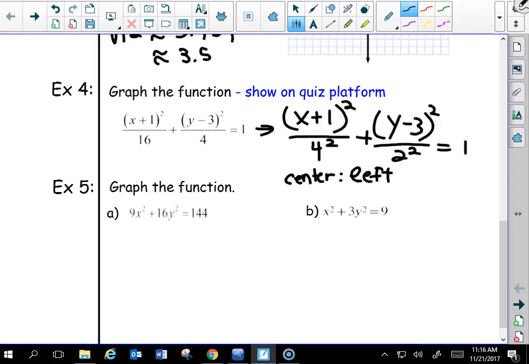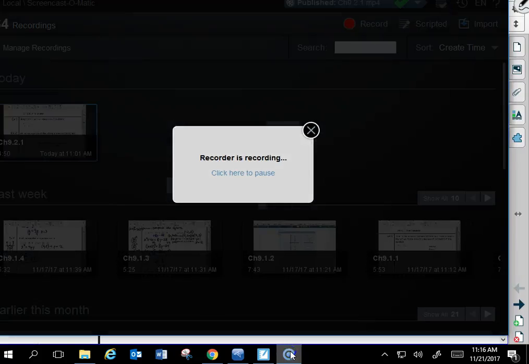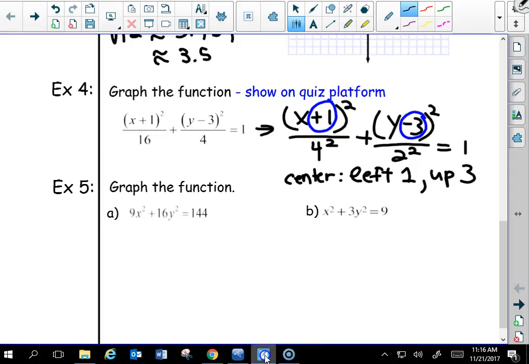So that's that transformation. And also, it goes up 3. And it's taken me a little bit to get used to this, where the y transformation, because it's in parentheses, we also have to switch the sign. So we're going left 1, up 3, and oops, wrong place.